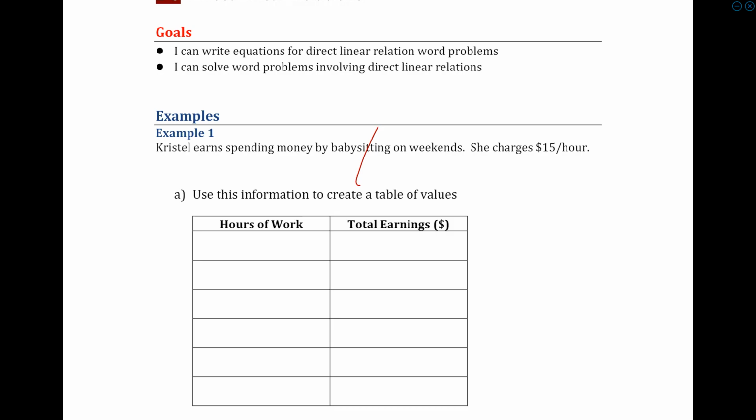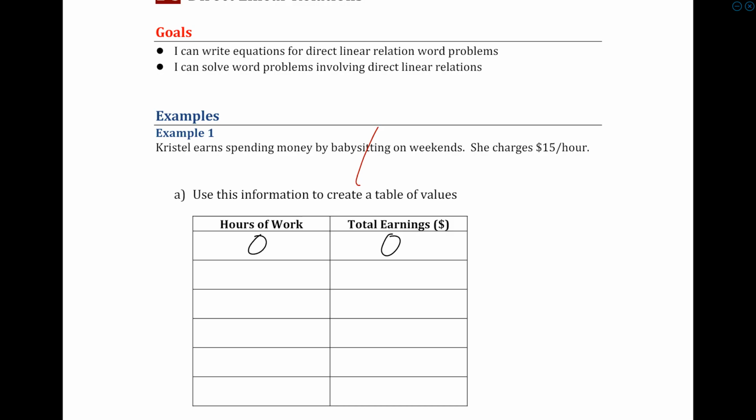Christelle earns spending money by babysitting on weekends. She charges $15 an hour. So we start out by making a table, and this is pretty good, okay? So what if she works, let's say, 0 hours? How much does she earn? 0. That's good. I'm glad you didn't say she makes anything. That would be a good deal if she worked 0 hours and she made money. Then I would really want that job, but no, she makes $0 if she works 0 hours.